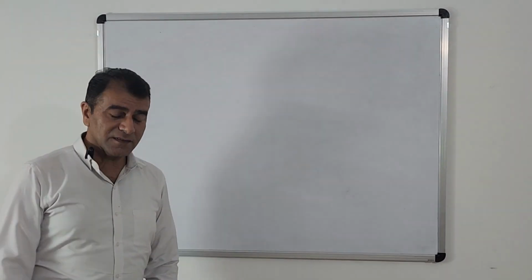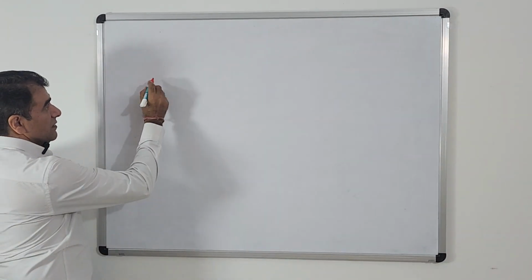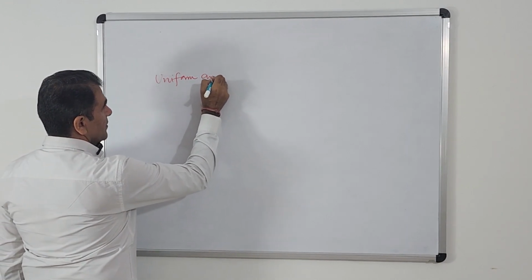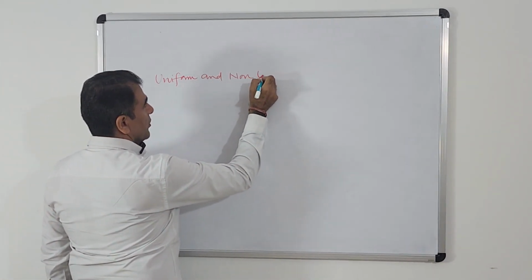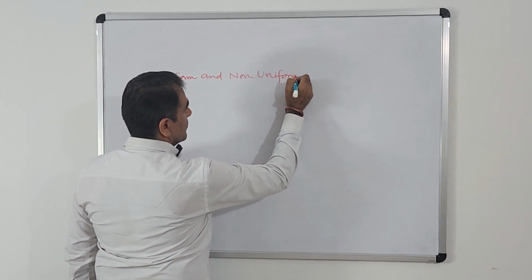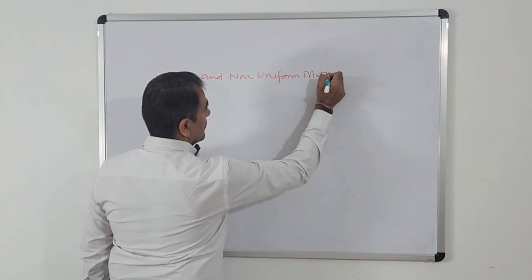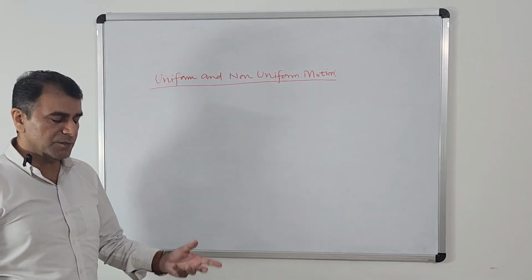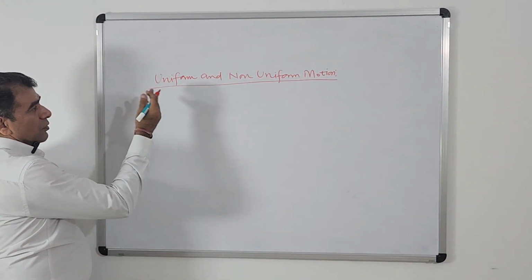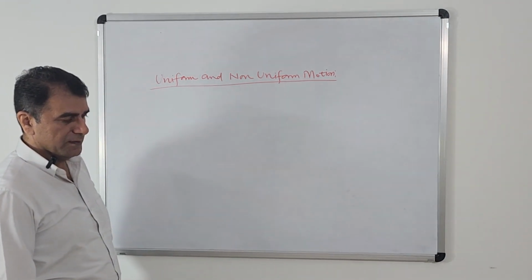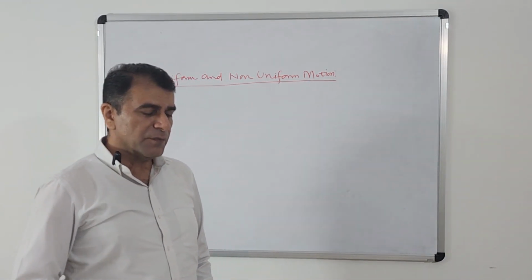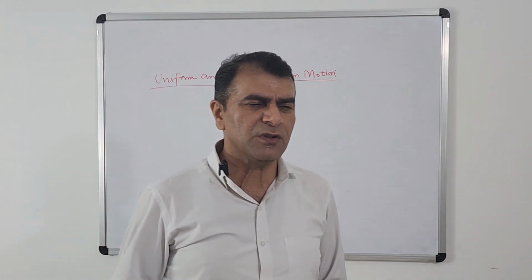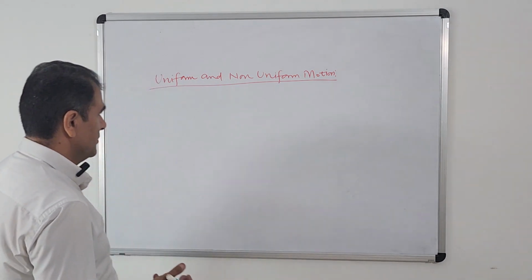So our next topic is what is uniform and non-uniform motion. We will try to understand it with the help of some example. So what is uniform motion? Okay, before going into the typical definition which is given in the books or internet, let us take an example.